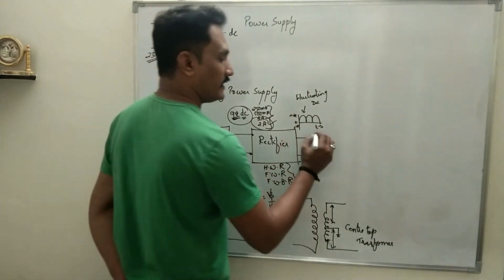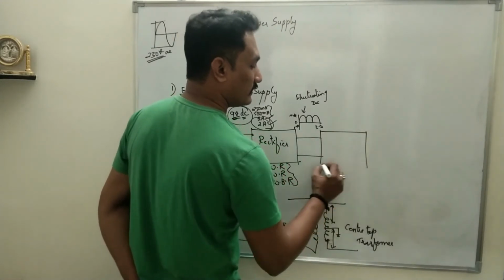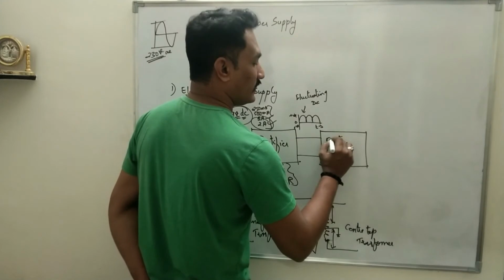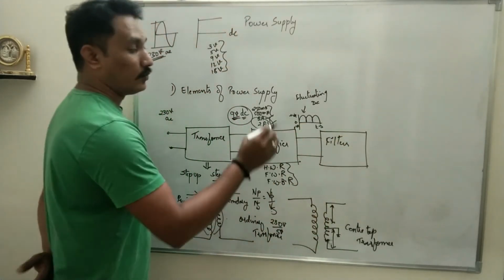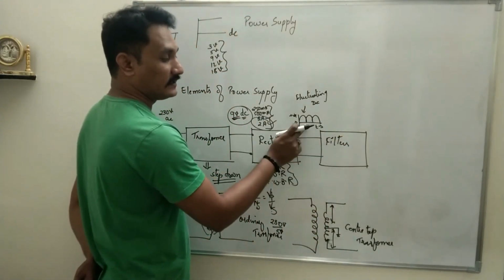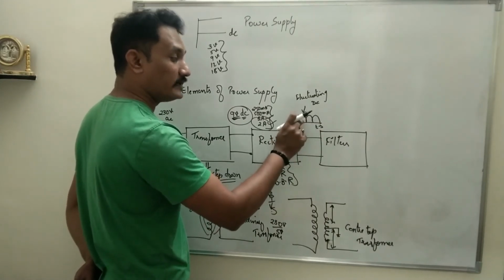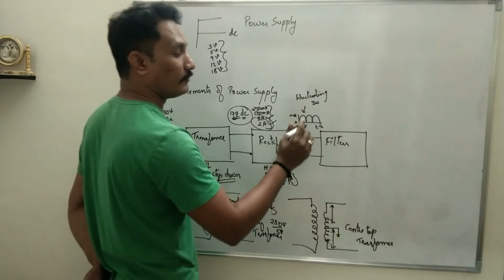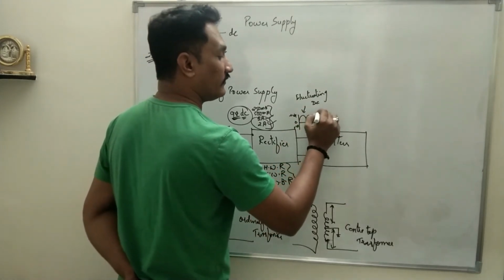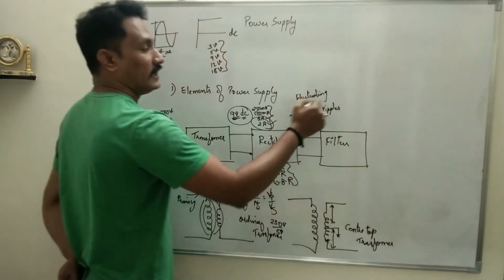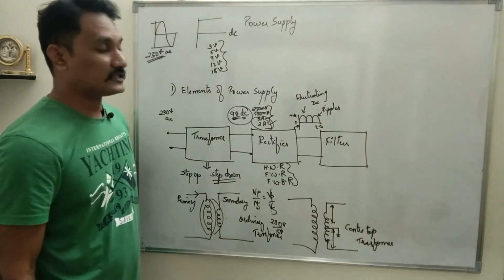The next block is called filters. Why are filters needed? As I said, the output of the rectifier is not pure DC. Some AC component is mixed in the DC component at the output of the rectifier. This is called ripples, and that type of signal is called fluctuating DC.